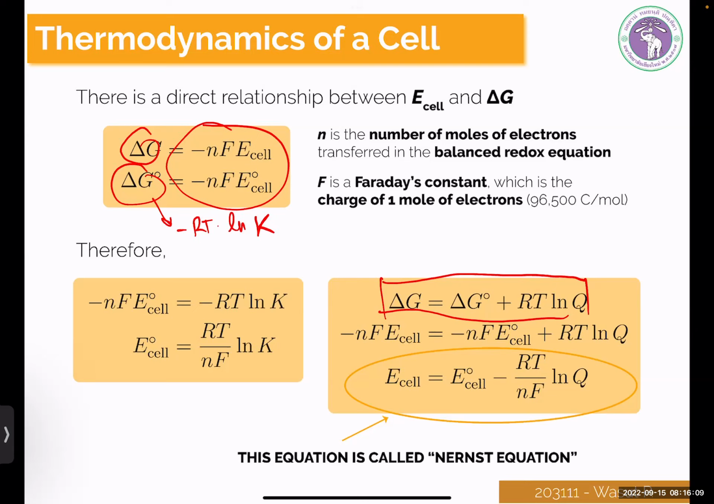Okay, so this then is the number of moles of electrons transferred in the balanced redox equation, which can be calculated from the least common multiplier of the two half cells that we normally do when you balance your redox equation. Okay, and this F is the Faraday's constant, which is the charge of 1 mole of an electron. So this is what we covered from the previous lecture. Okay, so let's move on to the next slide.